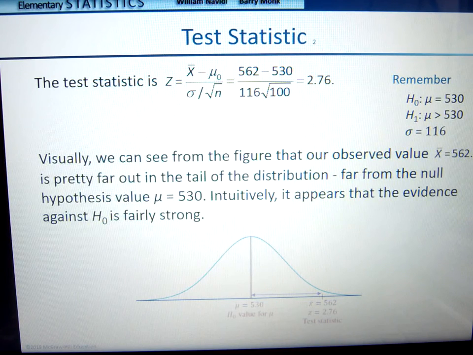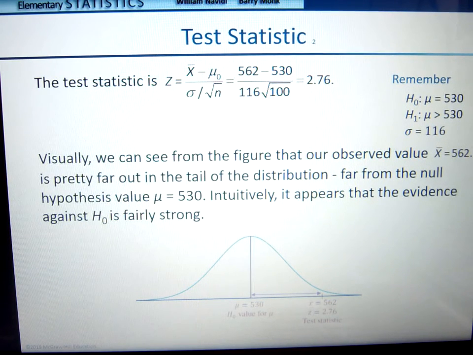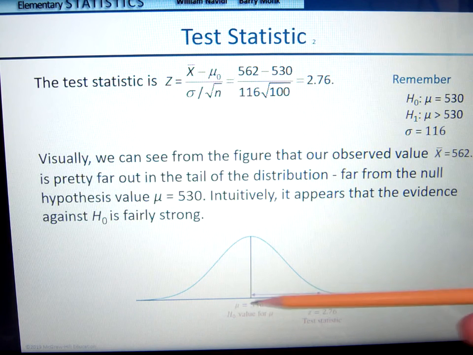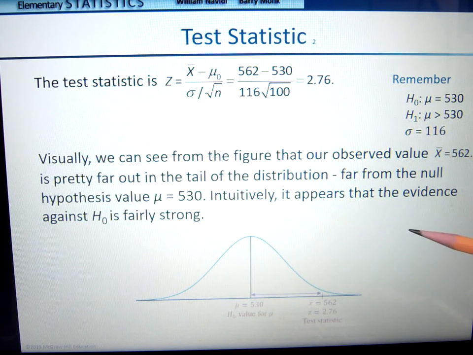So visually we can see from the figure that our observed value of 562 is over here, out in the tail of the distribution, far from the null hypothesis. Intuitively, it appears that the evidence is pretty strong against the null hypothesis and that the teacher is correct.